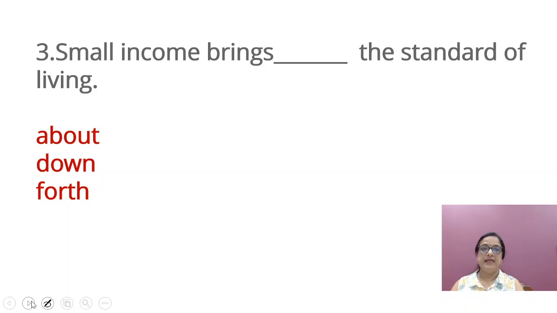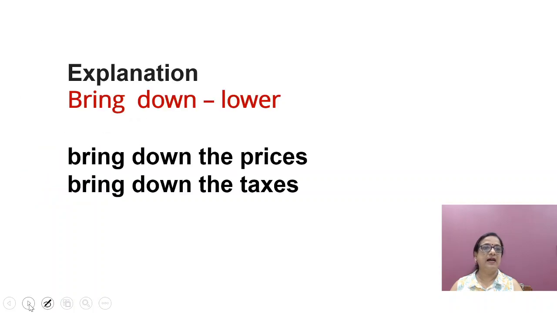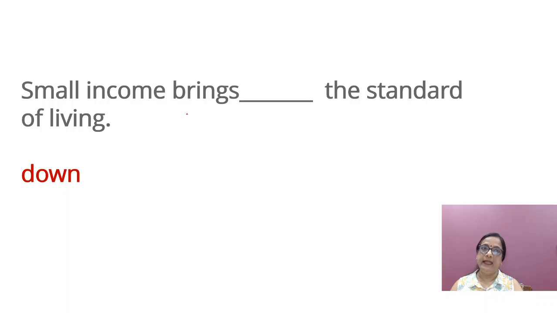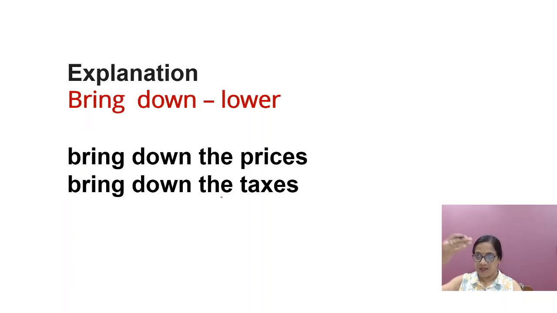Question number 3. Small income brings dash the standard of living. The options are about, down, forth. The correct option is: small income brings down the standard of living. Bring down means to lower: bring it down, bring down the prices, bring down the taxes.